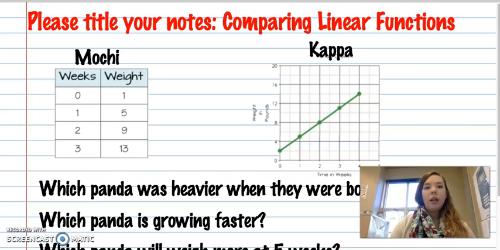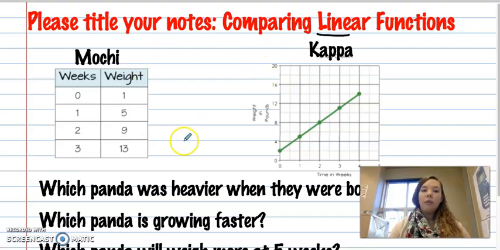All right, today we're talking about comparing linear functions. Because it says linear, they are all going to be lines today. You should have this table and this graph that you can cut and paste into your notes. Essentially, we're going to compare their slopes or their rate of change, and then we're going to compare their initial values or their y-intercept. So how fast they're changing over time, and then where they start.